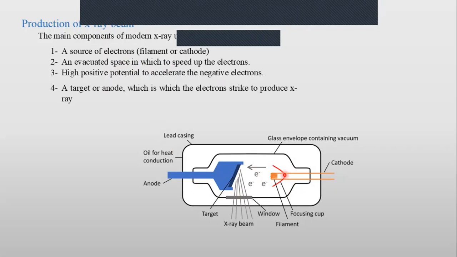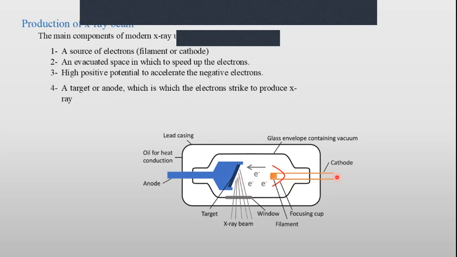So the source of the electrons is the cathode, with an evacuated space between the anode and the cathode. This space should be a vacuum. There is no air, nothing there, no material to slow the electrons. There is a high positive potential to accelerate the electrons. And we have a target, or anode, which the electrons will strike to produce X-ray.